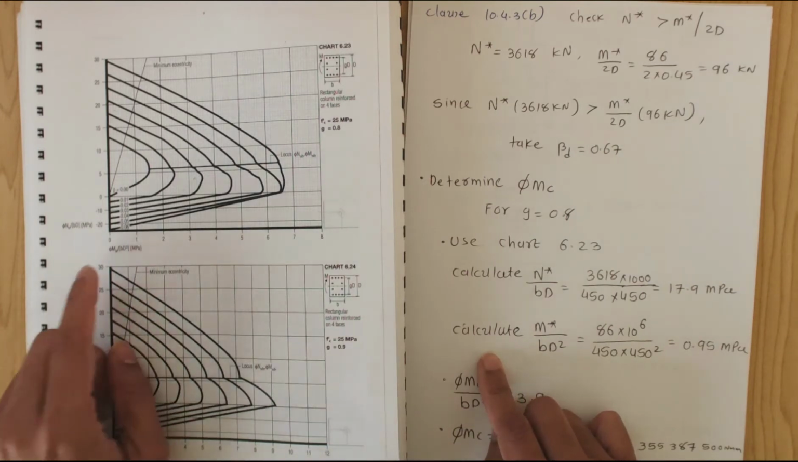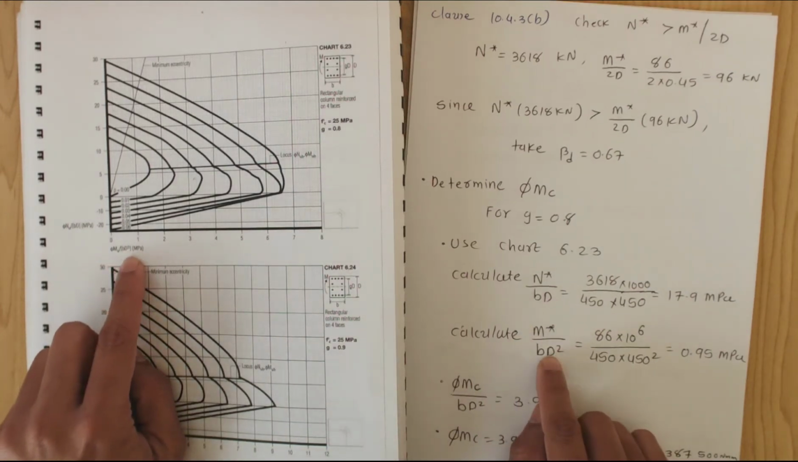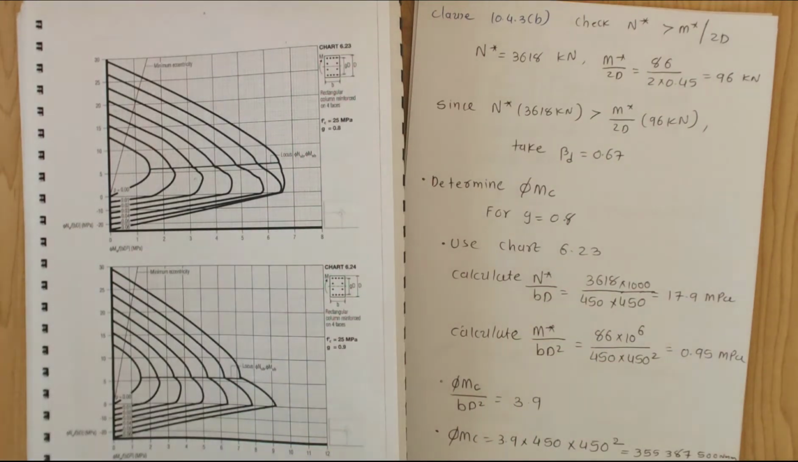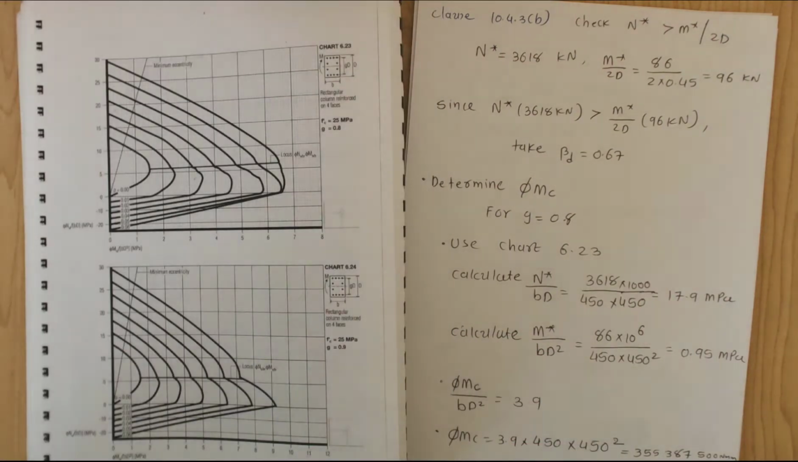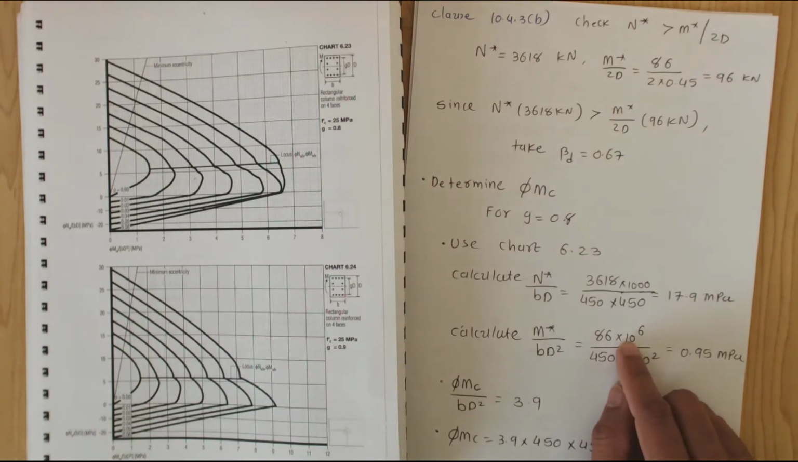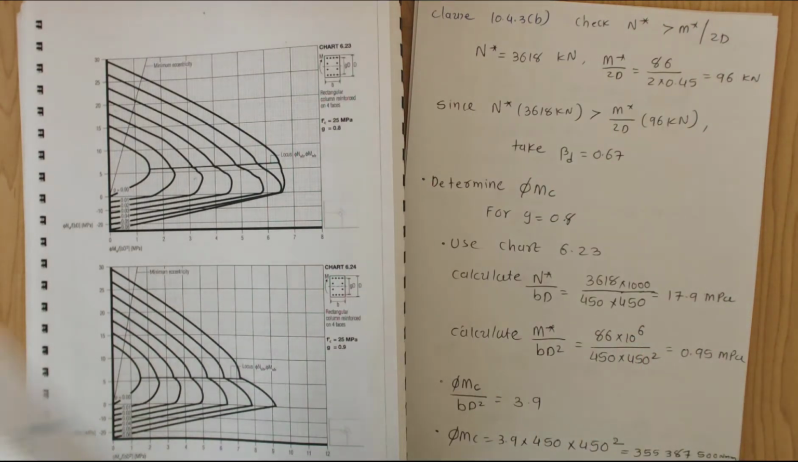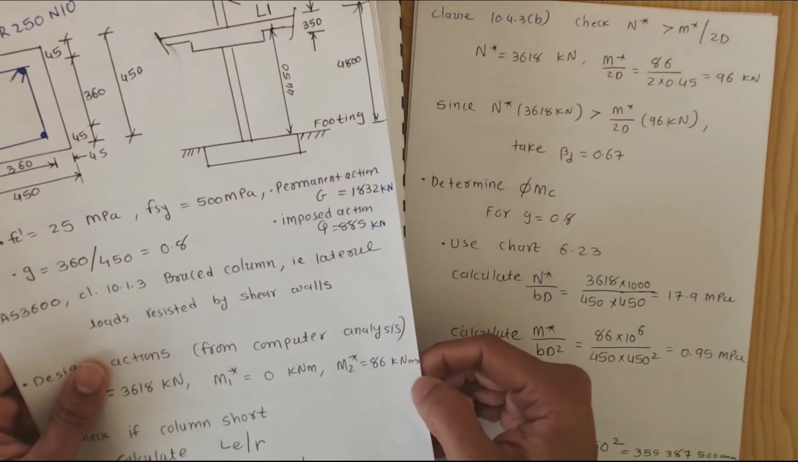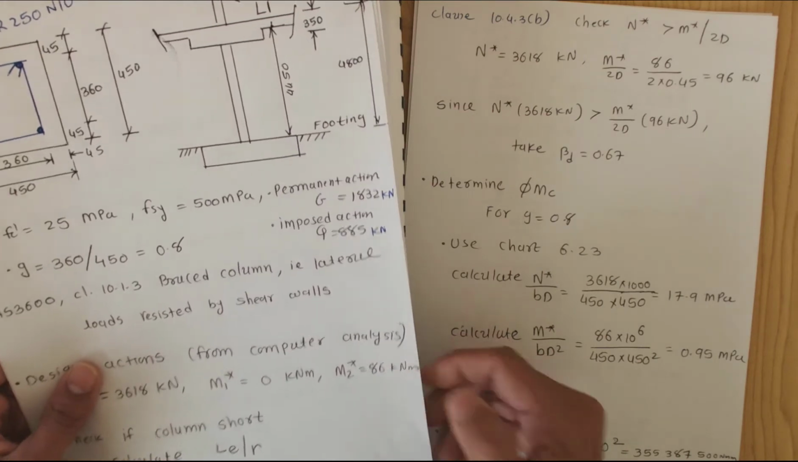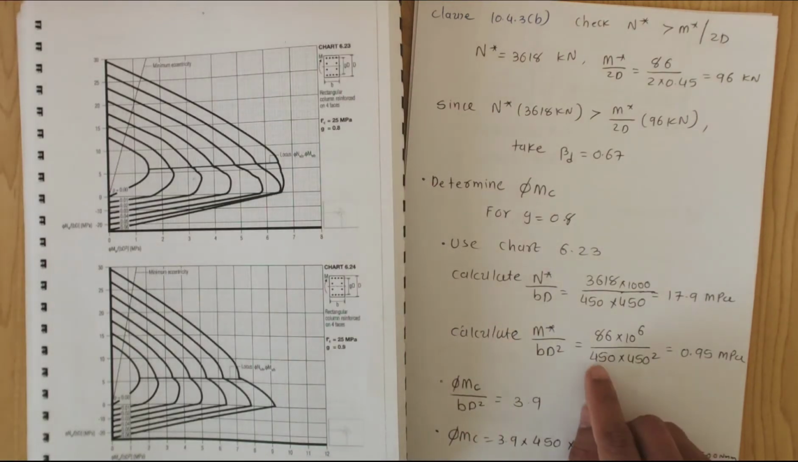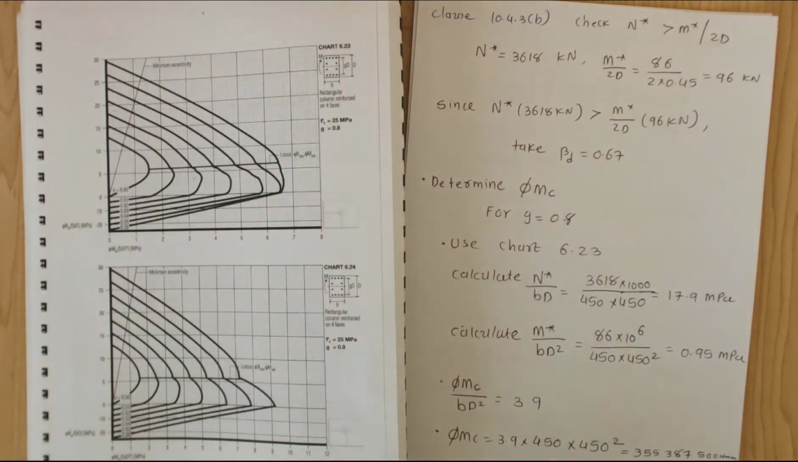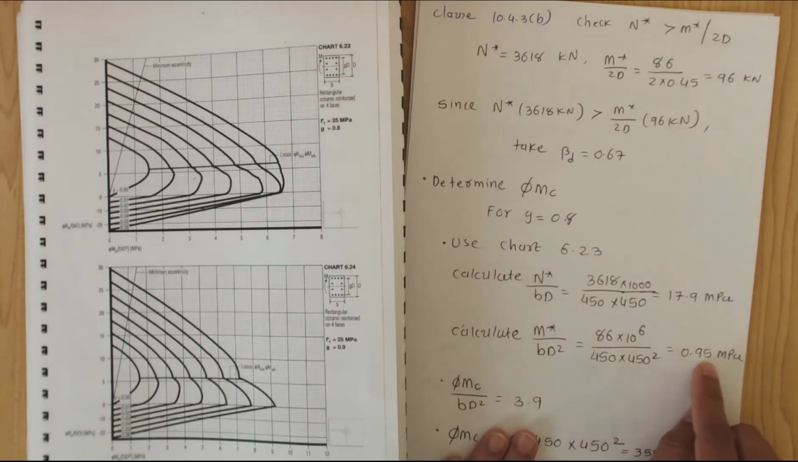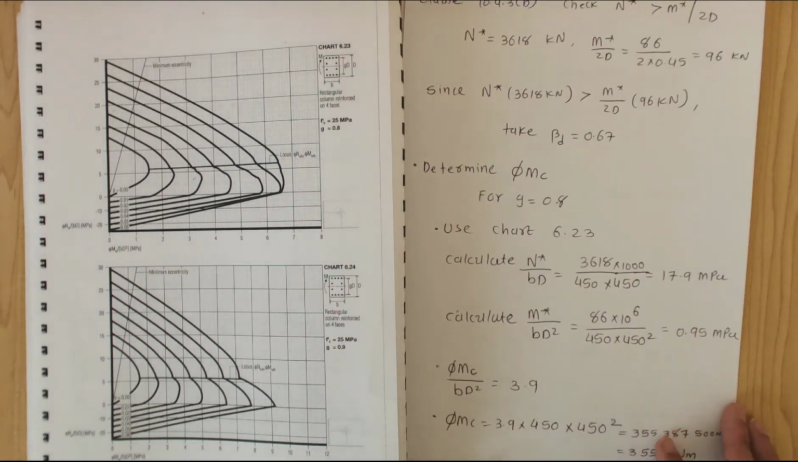We can also calculate this M* over bd². The design bending moment is given as 86 kilonewton meters. Substitute here, times 10 to the power 6, because we convert the kilonewtons into newtons and the meters into millimeters, so we multiply by 10 to the power 6. b is 450, d is 450, so M*/bd² equals 0.95 megapascals.